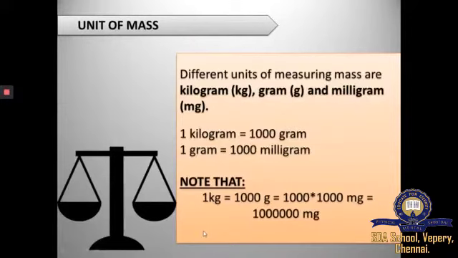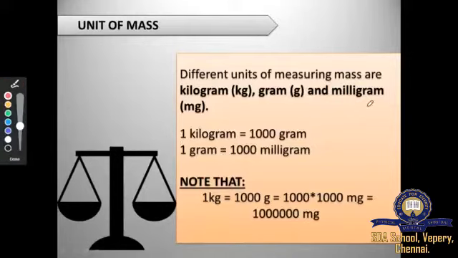Unit of mass. Different units of measuring mass are kilogram, gram, and milligram. So kilogram, it's represented by kg, gram is g, and milligram is mg. So the relationship between them are given below. 1 kilogram is equal to 1000 gram. 1 gram is equal to 1000 milligram.